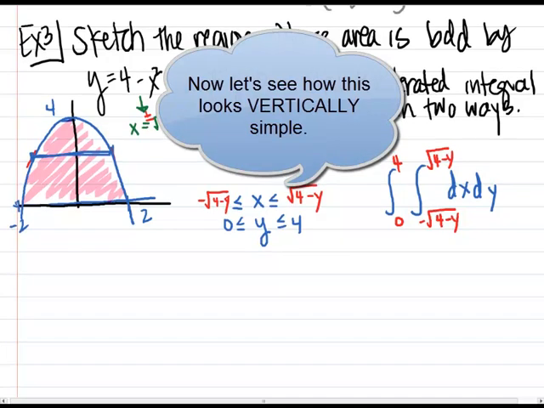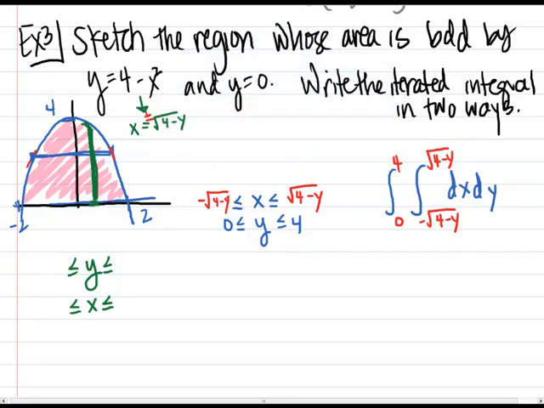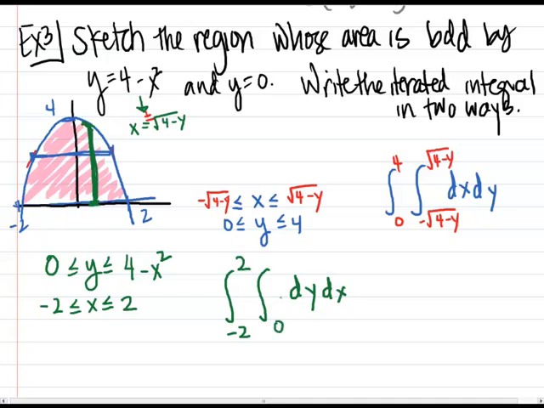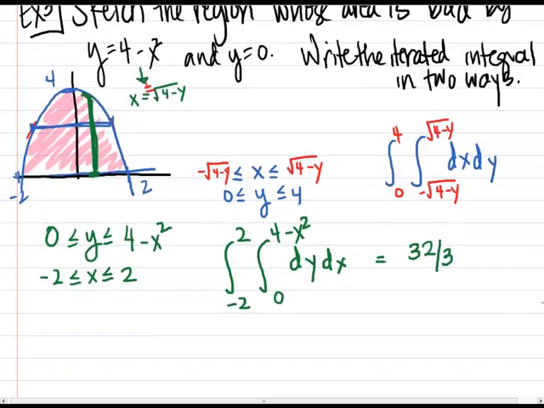If we were to have vertically simple regions, let's take a look at what our bounds are. On the left-hand side, the x's go from negative 2 to 2, and the top and the bottom of our rectangles are 0 and 4 minus x squared, our parabola up at the top. So when writing our iterated integral out, being vertically simple, or dy dx, we've got negative 2 to 2, then 0 to 4 minus x squared. Now this one I think you can tell which one might be a little easier to integrate. If you want to double check, you can integrate and check to see you get 32 over 3.